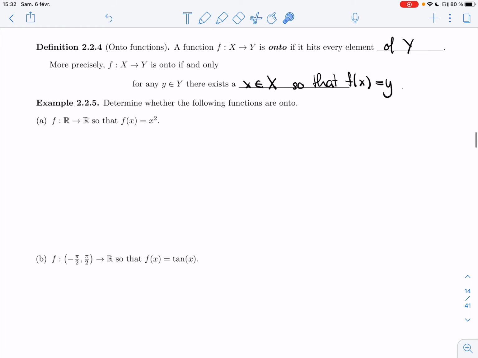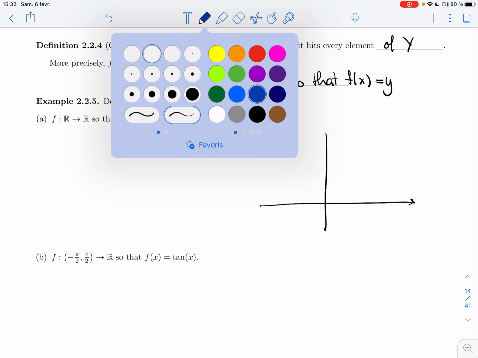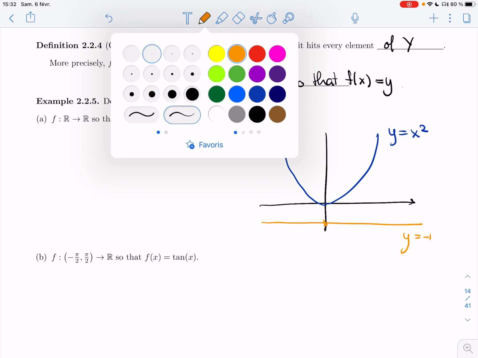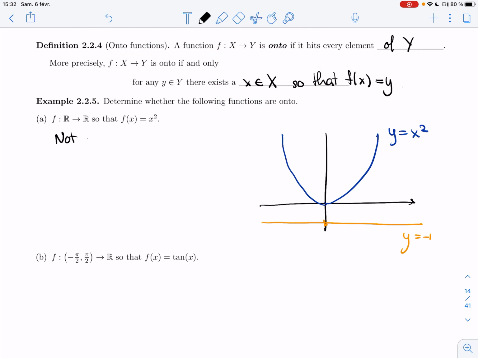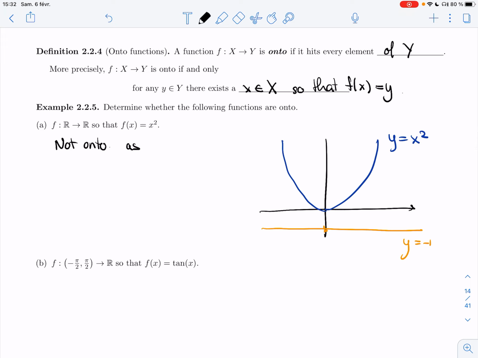All right, so let's try again. Determine whether the following functions are onto. I have x squared again. Let me graph it. It's going to tell us where to go. I want to know if I hit every value of y. Of course, I do not. y equals -1 would not work. So this function is not onto, as f of x is never -1.